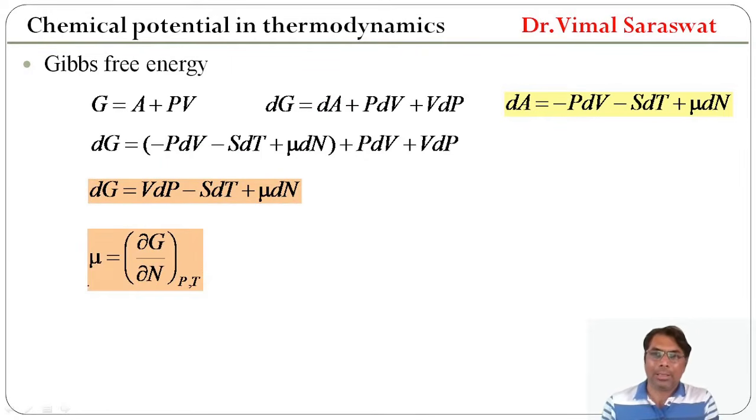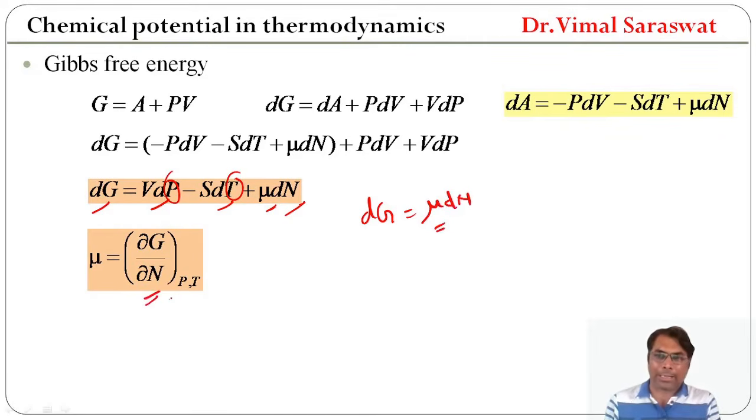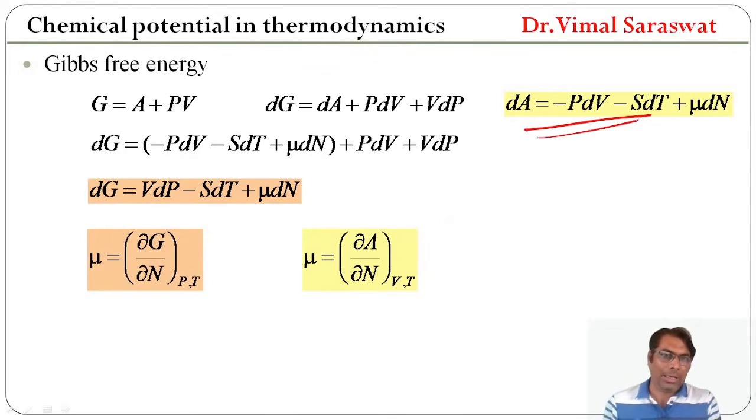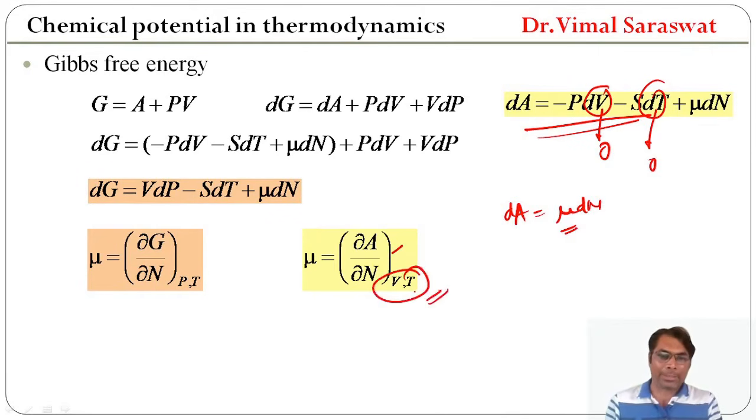And from here, mu equals dG upon dN at constant pressure and constant temperature. So if pressure is constant and temperature is constant, then dP and dT will be 0. So dG equals mu dN, or mu equals del G upon del N at constant pressure and temperature. And from this equation, if volume is constant, then this will be 0. Temperature is constant, then this is 0. So dA equals mu dN, or mu equals del A upon del N at constant volume and temperature.